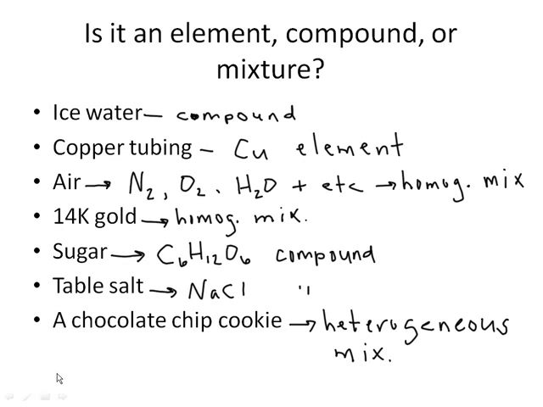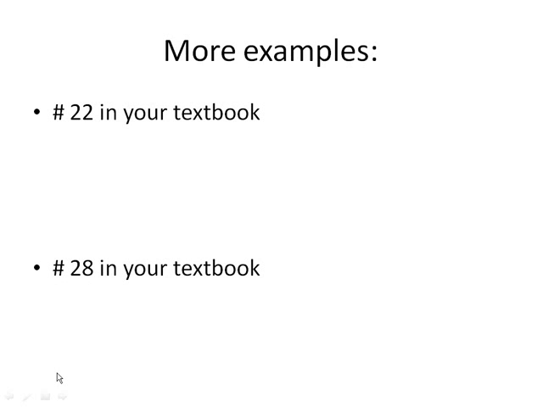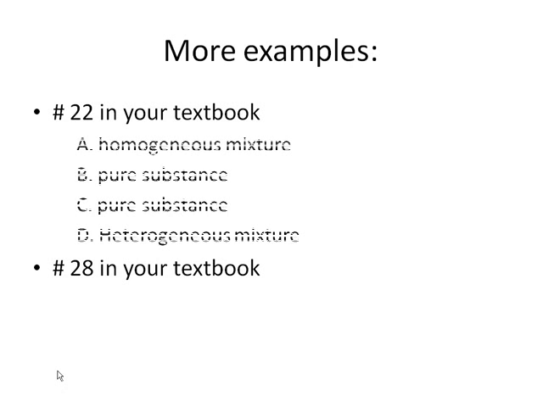Okay, so moving on. More examples that you can do. You can look at number 22 in your textbook and number 28 in your textbook. And when you do that, which hopefully you paused before you went on to the answers, but I forgot to tell you to pause, so maybe you didn't. You'll find that A is a homogeneous mixture, B is a pure substance, C is a pure substance, and D is a heterogeneous mixture. So go ahead and hit pause and do 28. And then when you're done thinking about it, come back and hit play again.